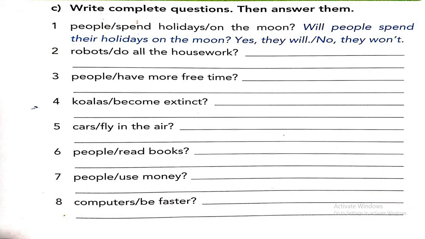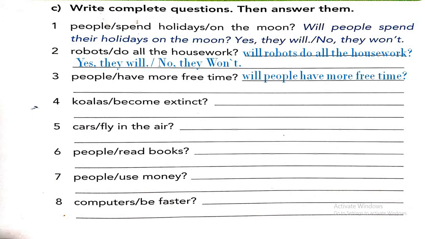Number 2: Robots do all the housework. What is the question here? Will robots do all the housework? Yes they will, no they won't. Number 3: People have more free time. Question: Will people have more free time? Yes they will, or no they won't. So the way you write a question now is easy. It's very easy, okay?